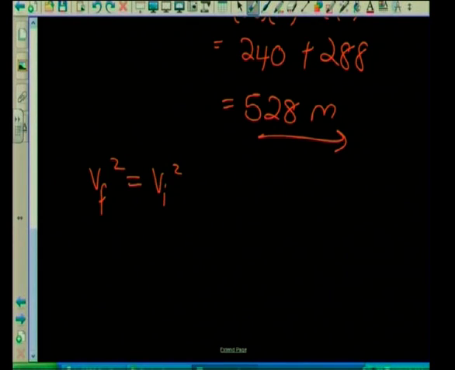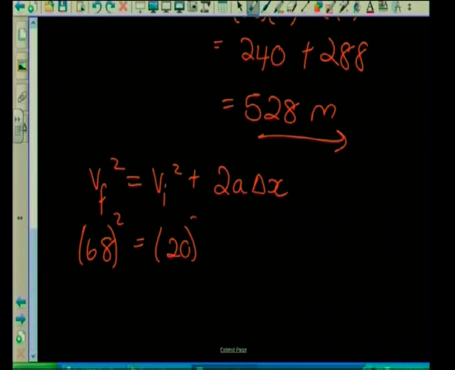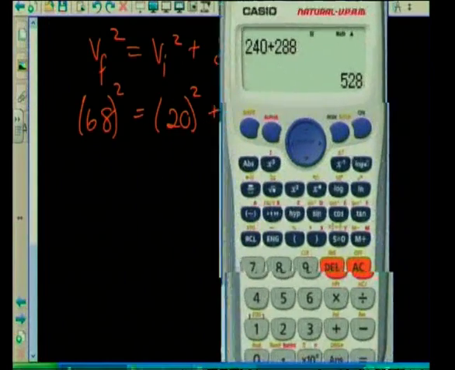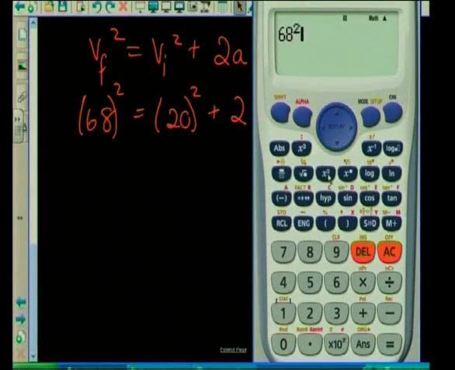Now, what if you did decide to use your VF squared? I want to show you that it doesn't matter. You would use this equation. Okay, we worked out VF squared to be 68, well VF, VI was 20, A is 4, and we want delta x, okay?